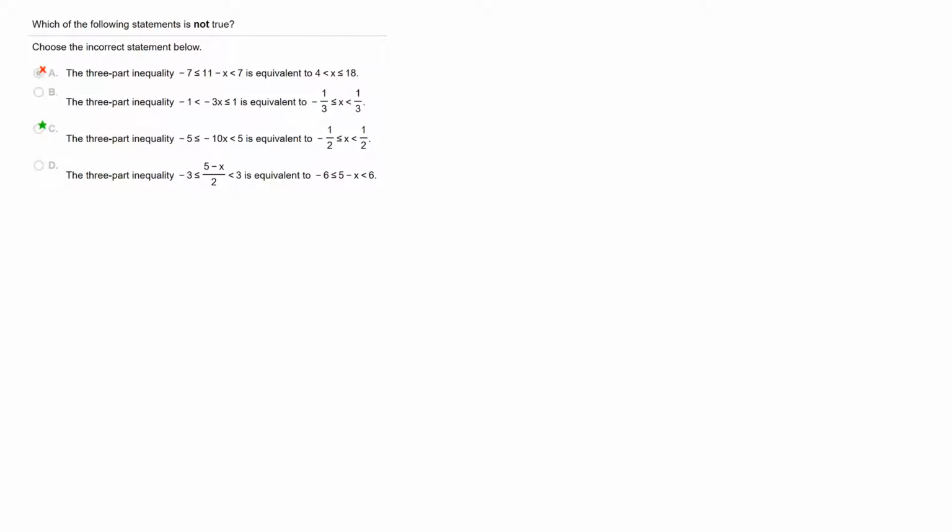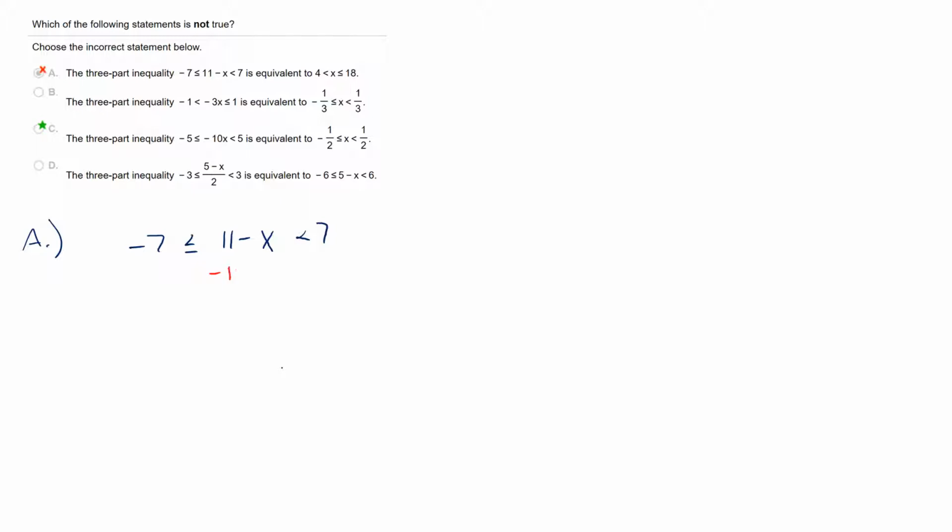Alright, so when solving a three-part inequality, the goal is to get x isolated in the middle. First I'll look at part A. They give us -7 less than or equal to 11 minus x less than 7. To solve this, we want to get x by itself in the middle.